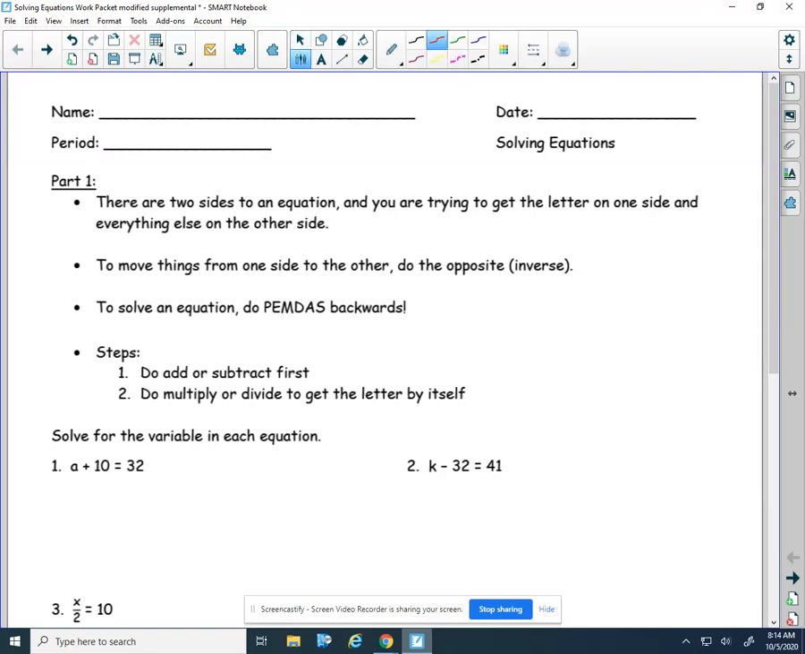And now it's started. So today we're going to work on solving equations. We're going to do one-step equations and two-step equations. Now, I'm not sure if they've done solving equations before, but what you have to do are the steps right here.